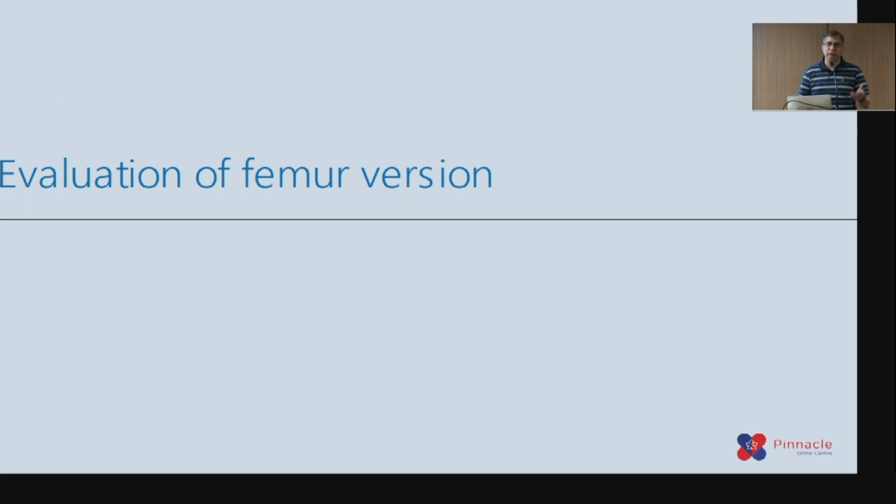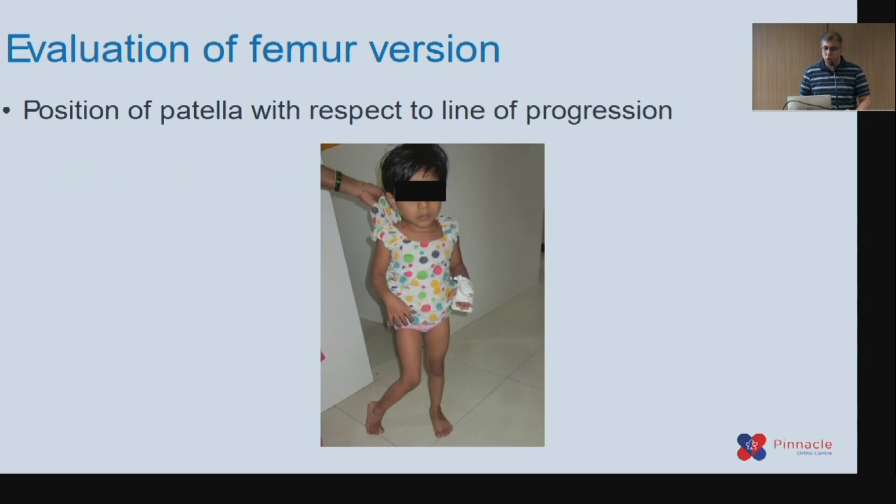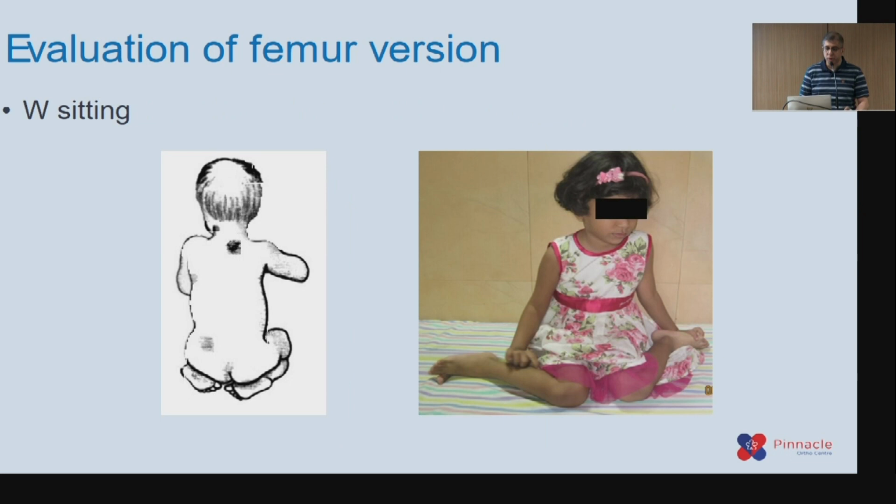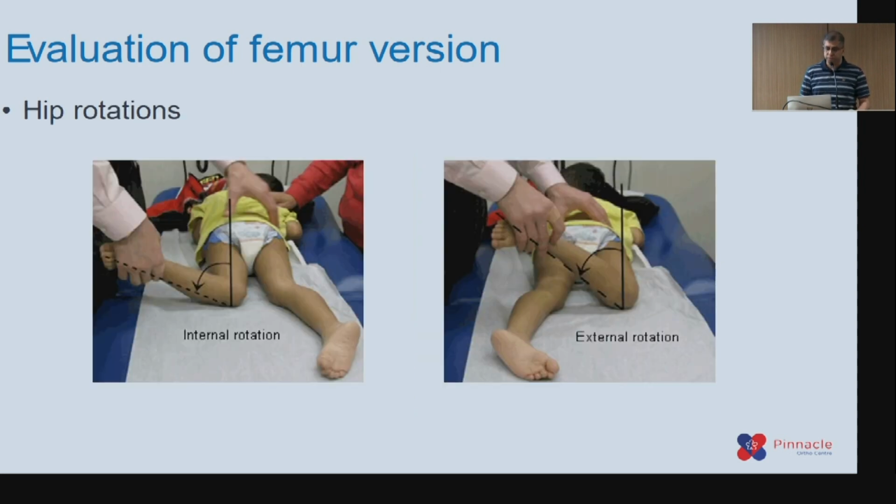Then you proceed further higher up to evaluation of femoral version. So how do you assess the femoral version? Number one, look at the position of the patella. If the patella is pointing either inward or outward, you know that the intoing or outtoing is arising from the femur. If the child prefers to sit in a W position, then it indicates that the child is probably having excessive femoral anteversion, and so he or she is more comfortable to sit in the W position.